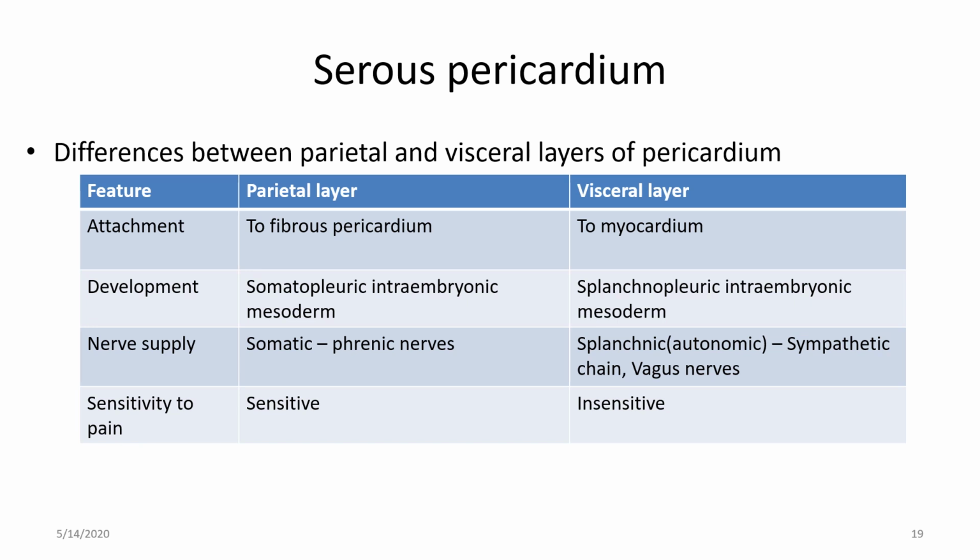The nerve supply of parietal and visceral layers differ. The parietal layer is supplied by somatic nerves, that is phrenic nerves. The visceral layer, that is derived from the splanchnopleuric mesoderm, is supplied by the sympathetic chain, and parasympathetic is by vagus nerves. Since the parietal layer is supplied by somatic nerves, it is sensitive to pain. The visceral layer is insensitive to pain.